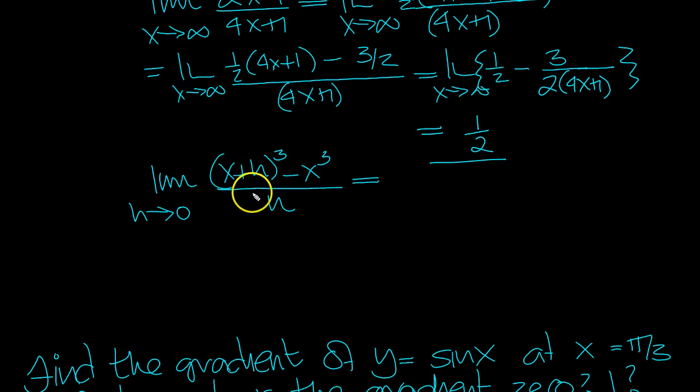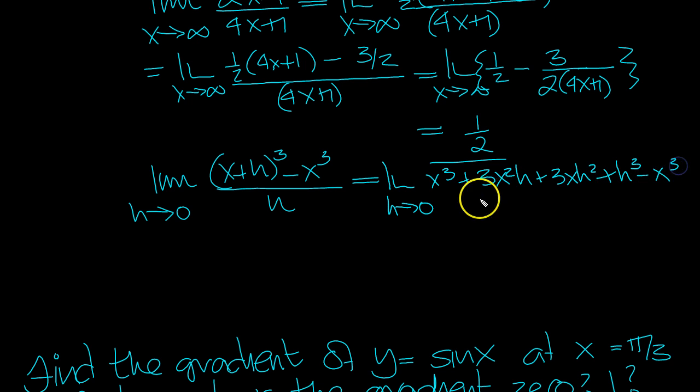This one we need to expand this bracket, and I'm going to give you that. I'm not going to do it algebraically, I'll leave it as a little exercise. So this is the limit as h tends to 0 of x cubed plus 3x squared h plus 3xh squared plus h cubed minus x cubed, over h.